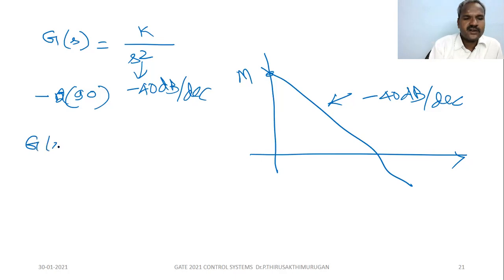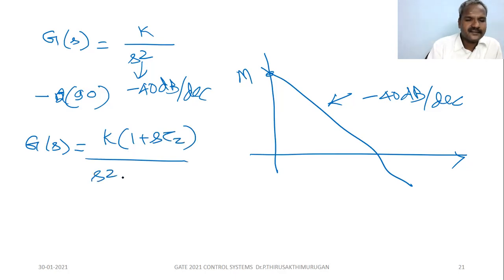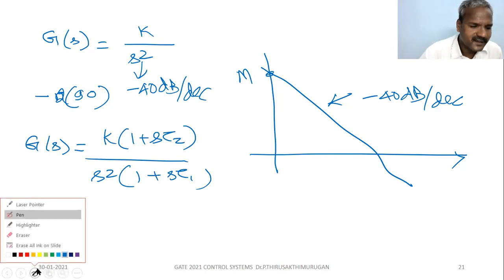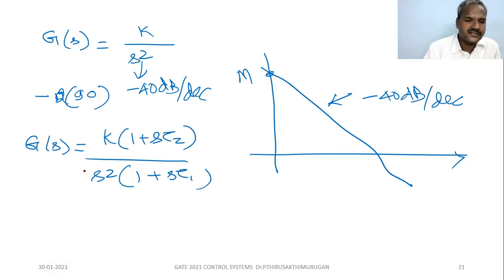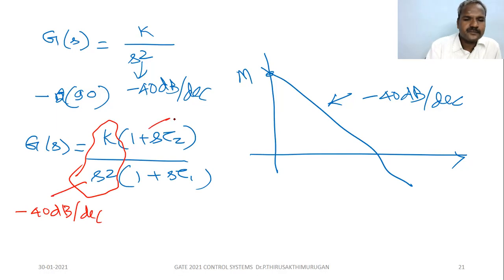See another transfer function: G(s) equals K into one zero in the numerator and a double integrator, s tau z divided by double integrators s square into 1 plus s tau 1. You can easily tell what the typical Bode plot is. The first factor, K by s square, contributes minus 40 dB per decade. This zero contributes plus 20 dB per decade. This pole's corner frequency contributes minus 20 dB per decade.